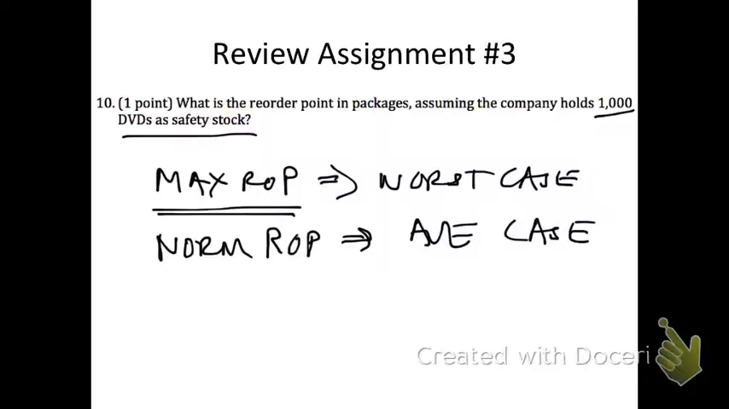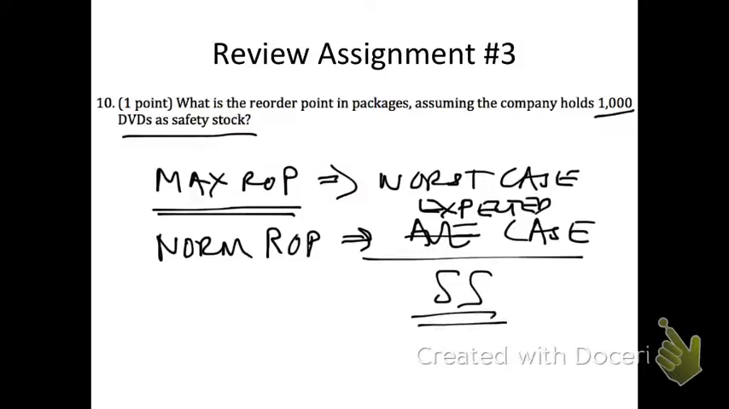lead time, my average sales, which is really what I expect, so my average or expected. And if I compare my worst case to my expected, that's going to be the amount of safety stock that I hold. So just be able to calculate what that safety stock is. And so we're holding 1,000 DVDs as safety stock, so that actually turns out to be 40 packages. Remembering that that's 40 packages.